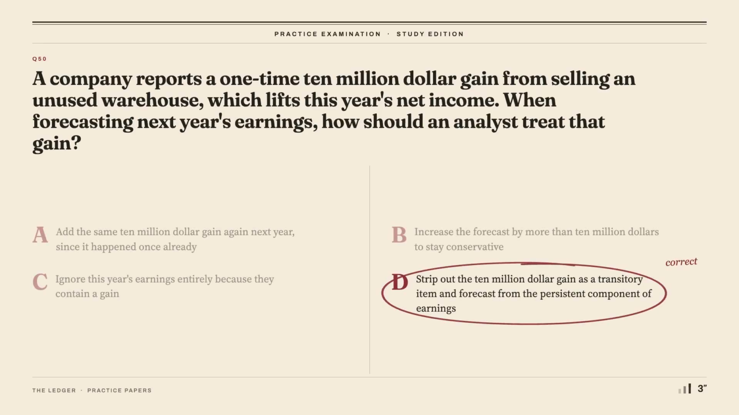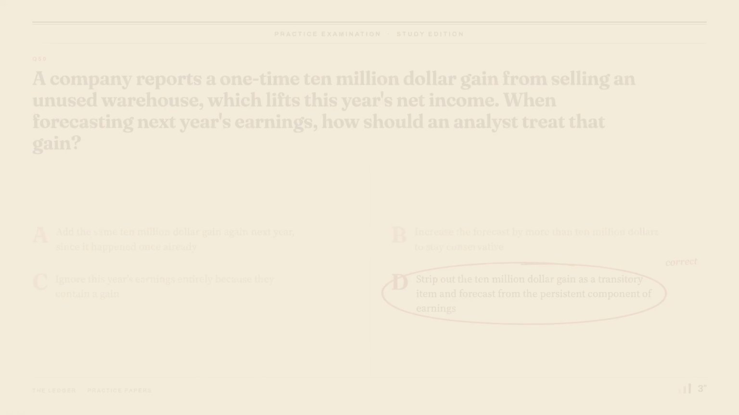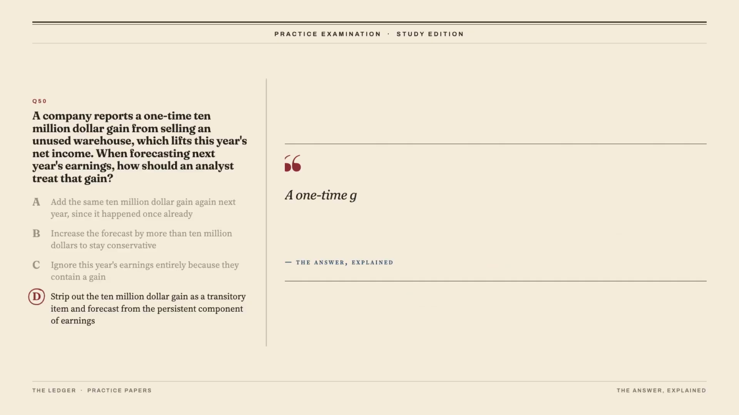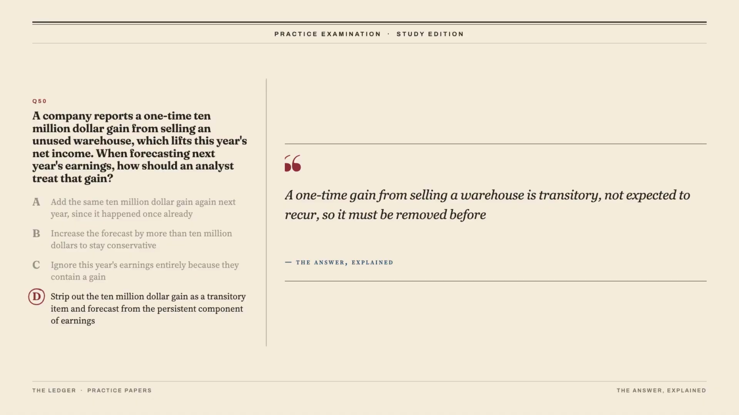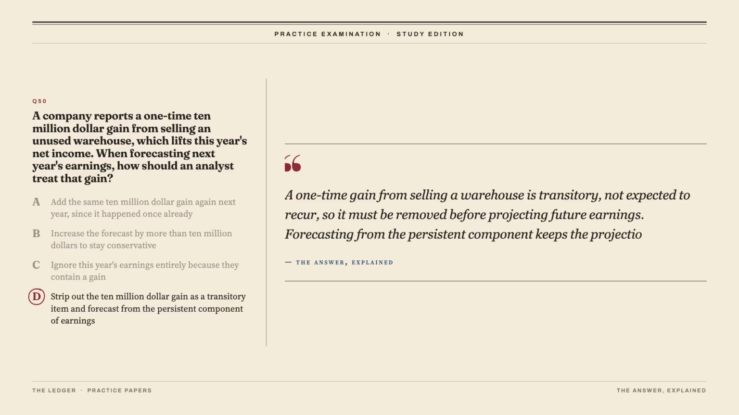The correct answer is D. Strip out the $10 million gain as a transitory item and forecast from the persistent component of earnings. D is correct because a one-time gain from selling a warehouse is transitory, not expected to recur, so it must be removed before projecting future earnings. Forecasting from the persistent component keeps the projection and any valuation built on it from being overstated.